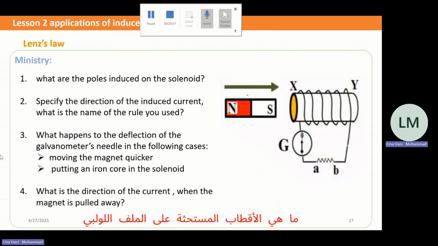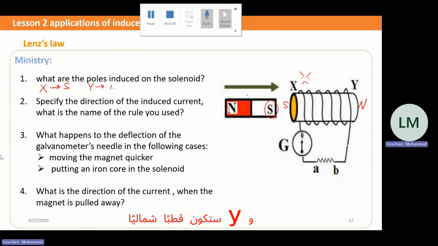What are the poles induced on a solenoid? So here we're pushing a south pole into the solenoid. The solenoid gets angry, generates a similar pole to try to repel it. So this one will be south, the same, and the other one will be north. So that means that X is going to be a south pole and Y is going to be a north pole.